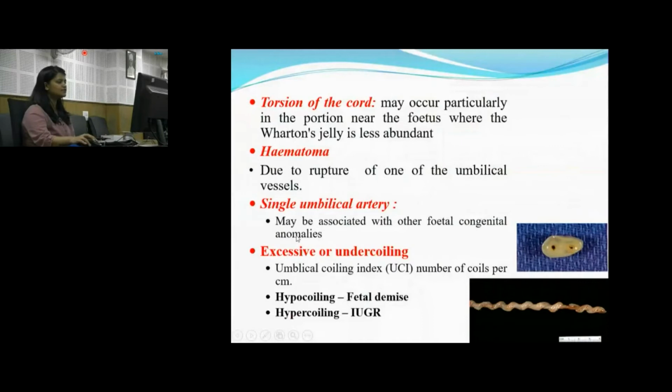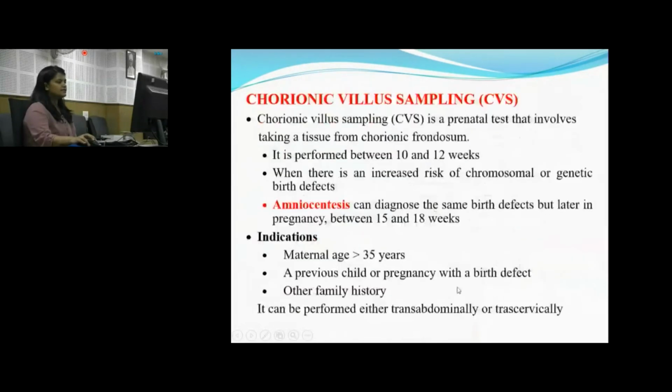The single umbilical artery is associated with other fetal congenital anomalies. Coiling is also known to cause various effects. When there is more coiling or less coiling, it is associated with fetal demise or IUGR. There are certain procedures also.